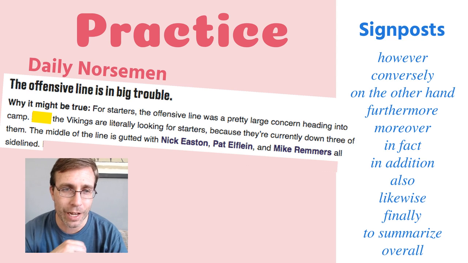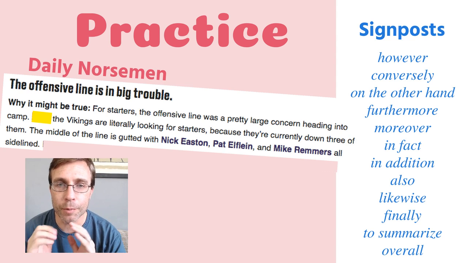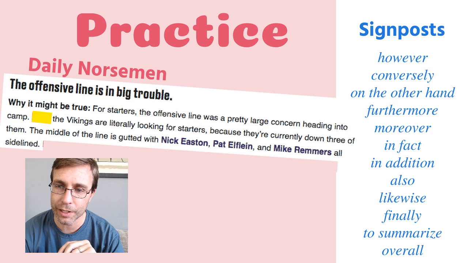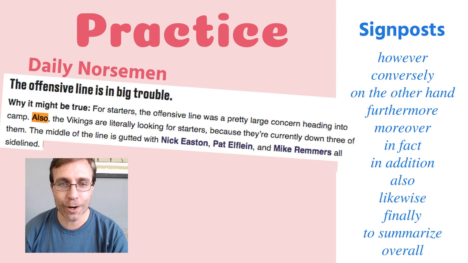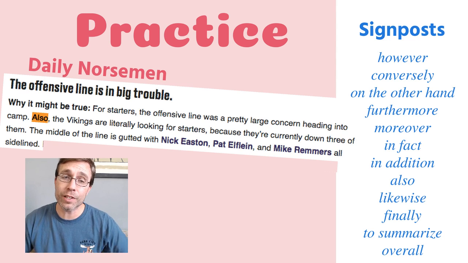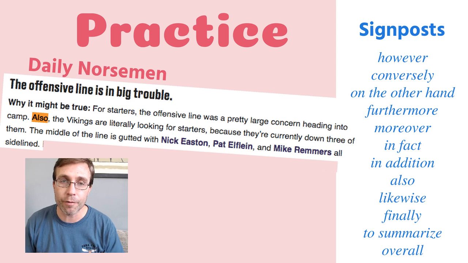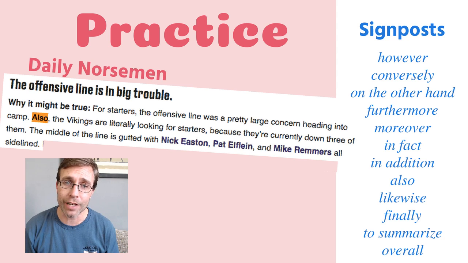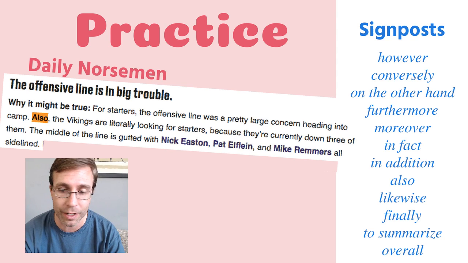Again, this is a little challenging. Which one goes in there? For starters, it was a concern heading into the season. What do you guys think could adequately go in there also? So for starters, the offensive line was a pretty large concern heading into the camp. What's something else? Also, the Vikings are literally looking for starters. They're looking for other places because they have trouble with this offensive line. Again, that might be more challenging because you might not follow American football. And I wanted to work from something that was a little easier, the listening, which I did, to something that's a little more difficult, like those articles.